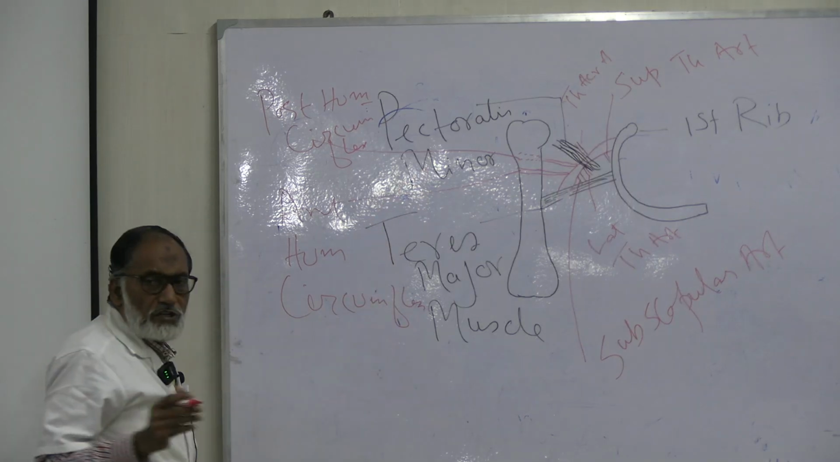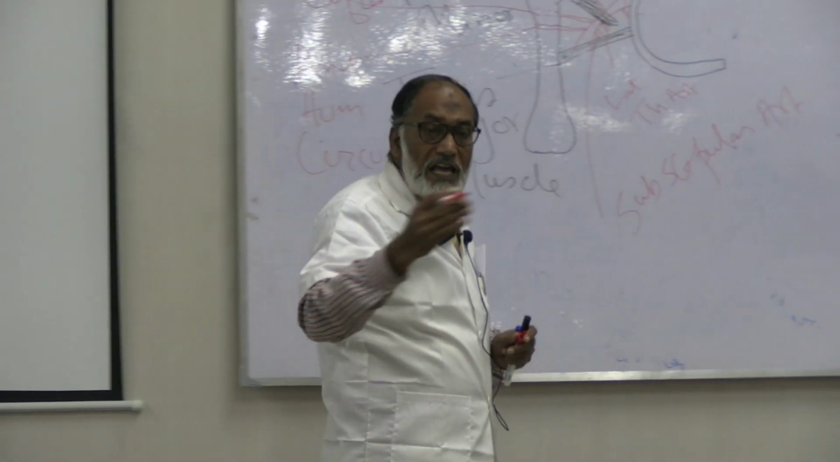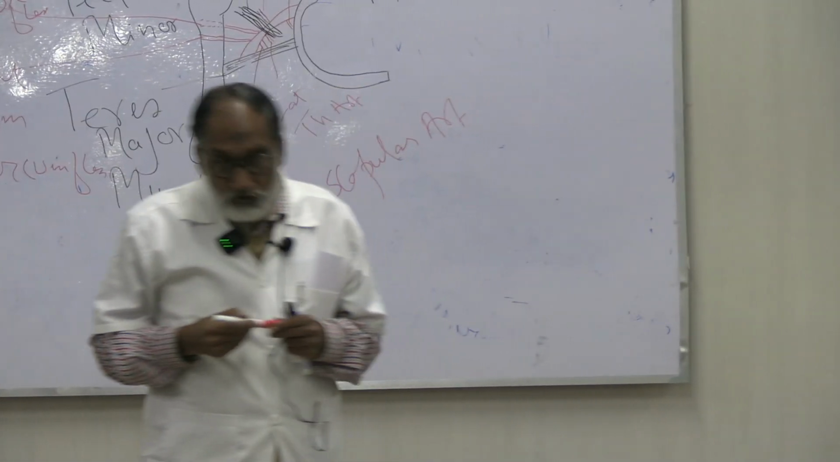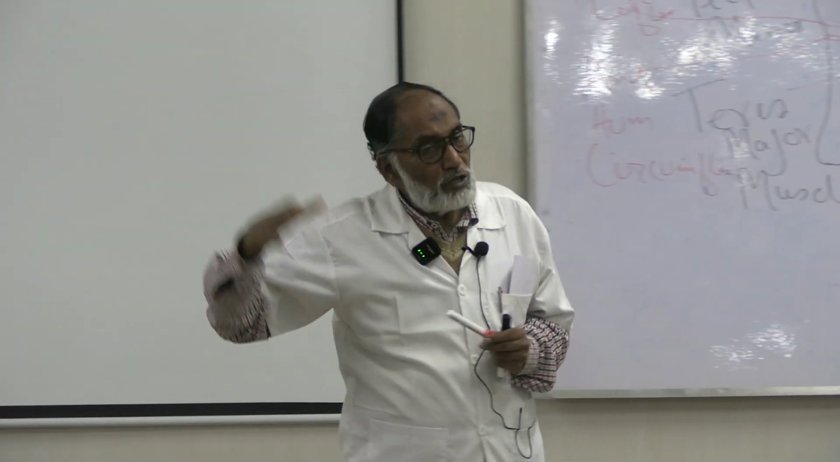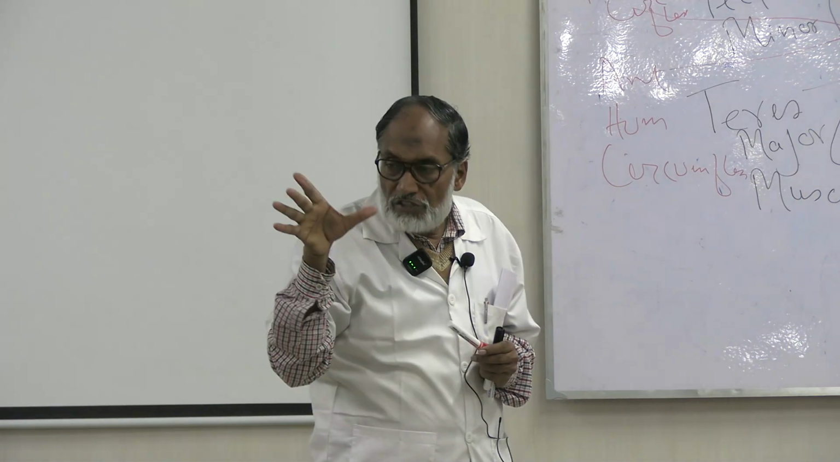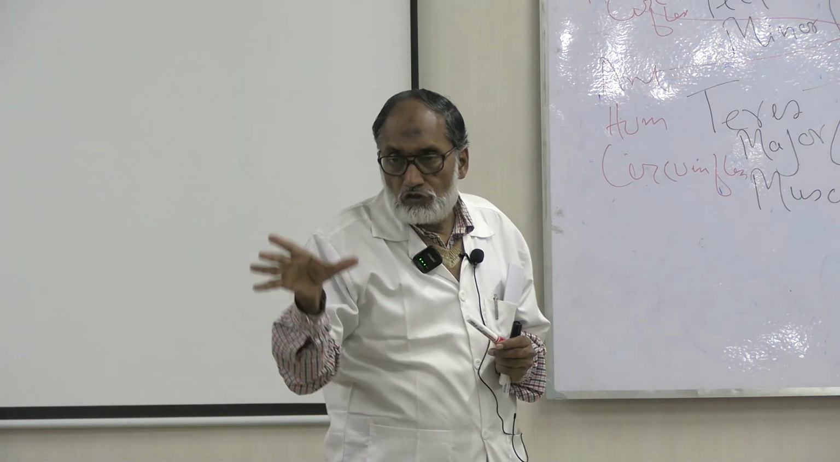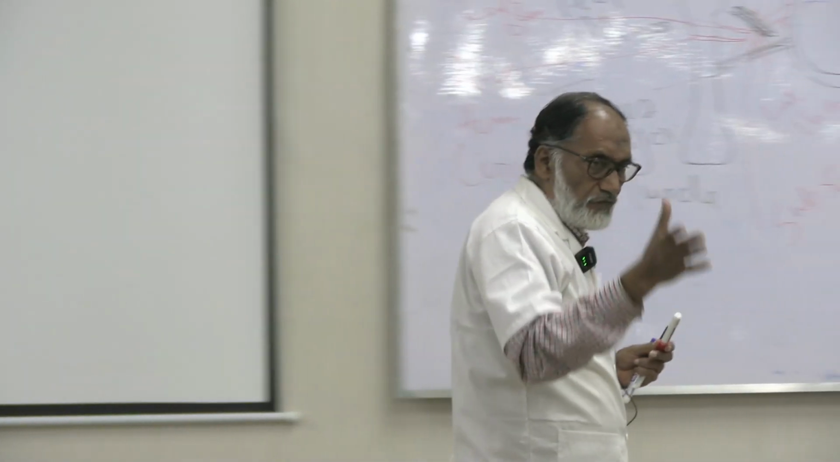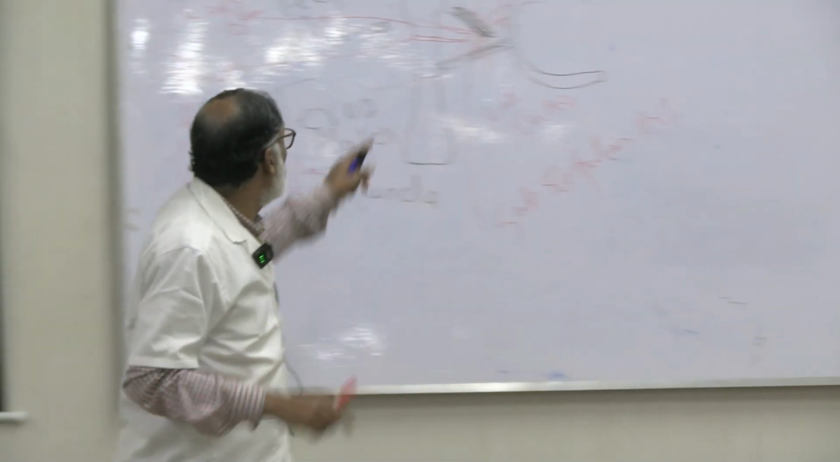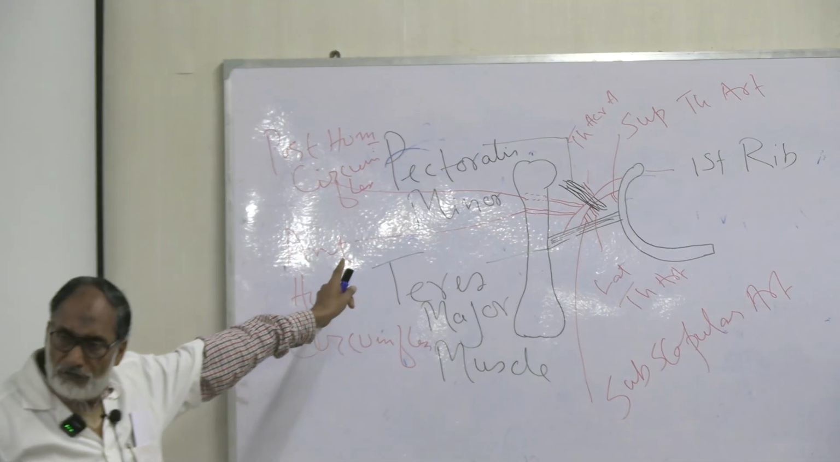The posterior humeral circumflex artery actually accompanies the axillary nerve, and you know the axillary nerve lies along the posterior aspect of the surgical neck of the humerus. So if there is a fracture of the surgical neck of the humerus, this posterior circumflex humeral artery may be injured also.